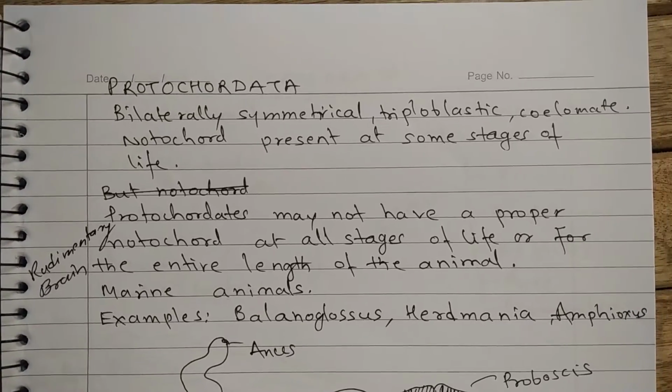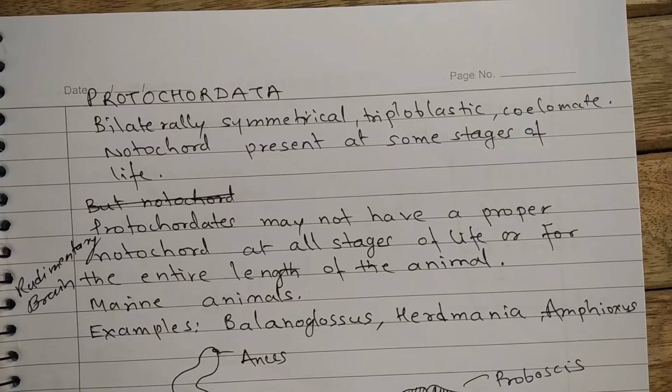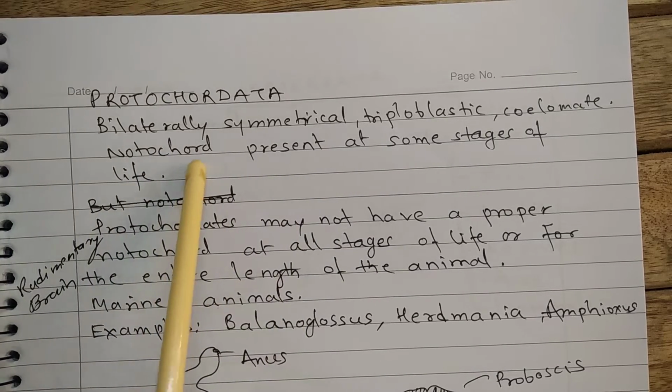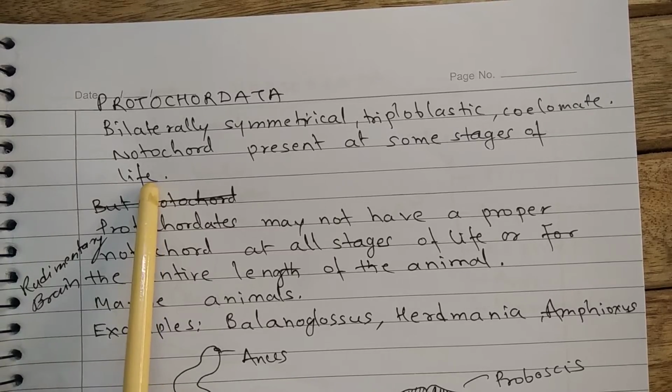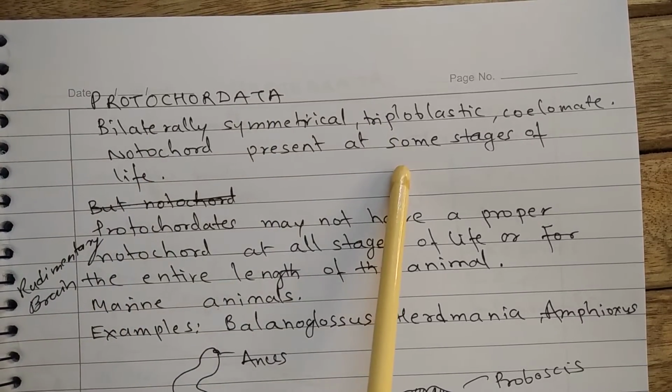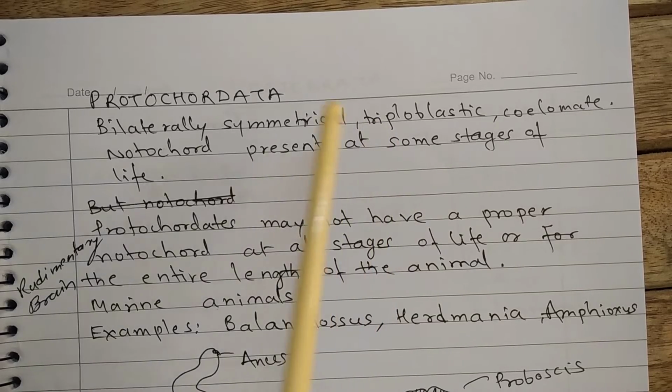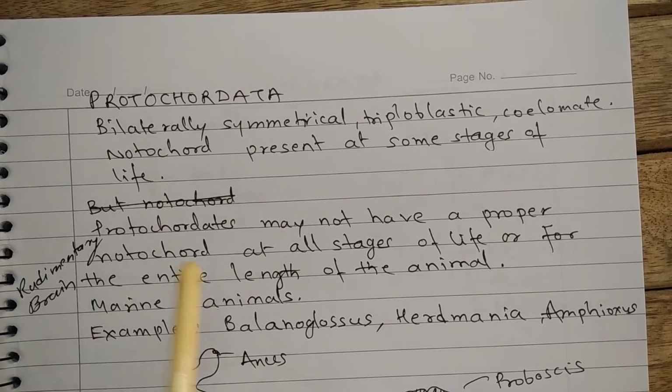Protochordata. Protochordata are bilaterally symmetrical triploblastic coelomates. So that is how the previous groups also have similar features. Now a new feature comes at this stage, that is notochord. Notochord is present at some stages of life. Now I will explain about notochord a little later.